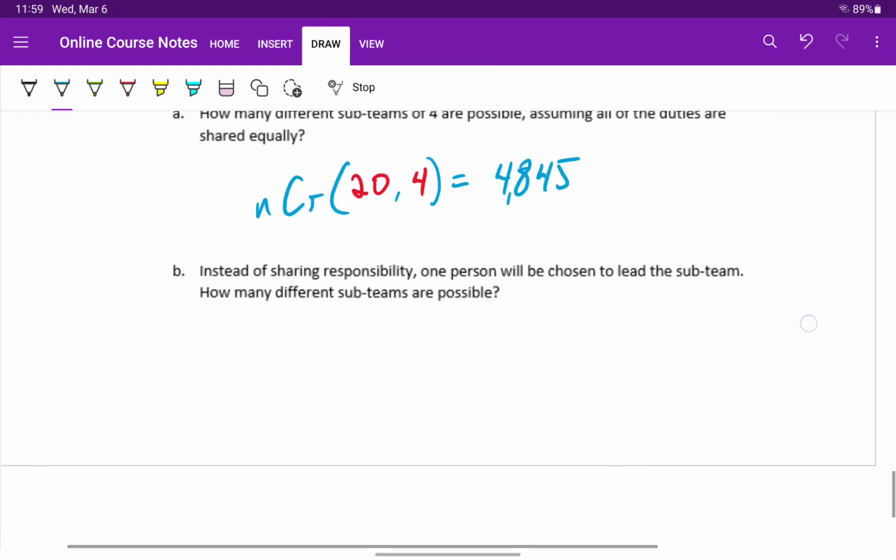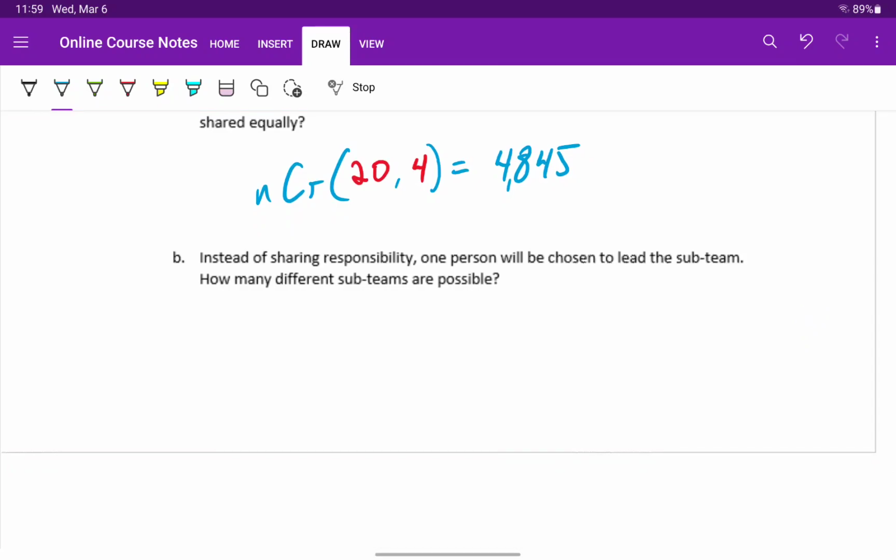In part B, we have a similar scenario, but now one of those team members will be chosen to lead the subteam. This becomes a case for combining combinations with the multiplication rule for counting. The multiplication rule tells us to list the number of possibilities for the first event times the number of possibilities for the second event, and so on. Multiplying those together gives us the total number of possibilities.